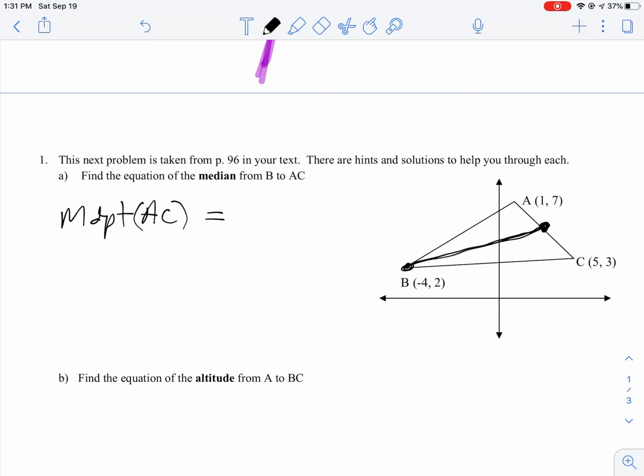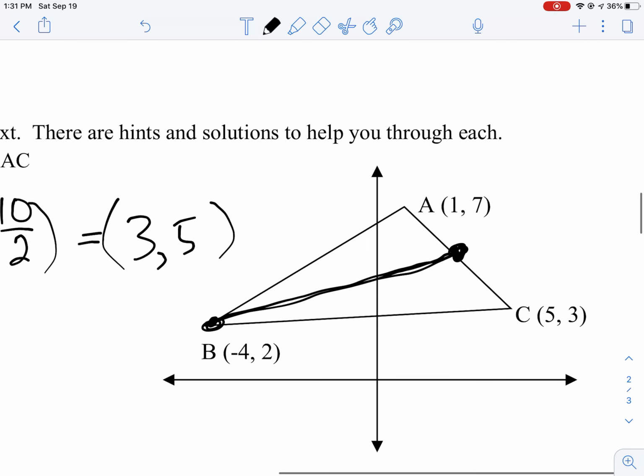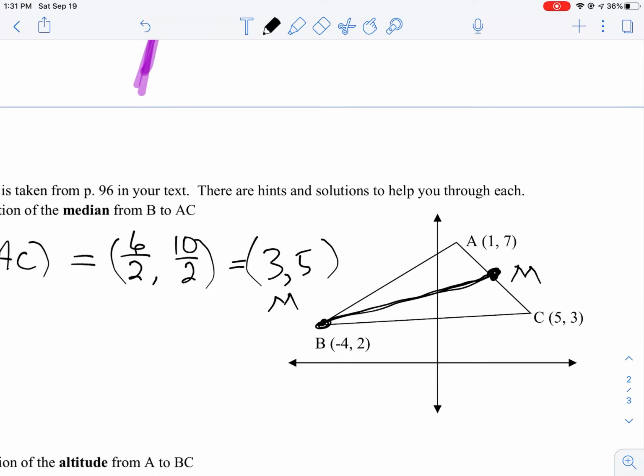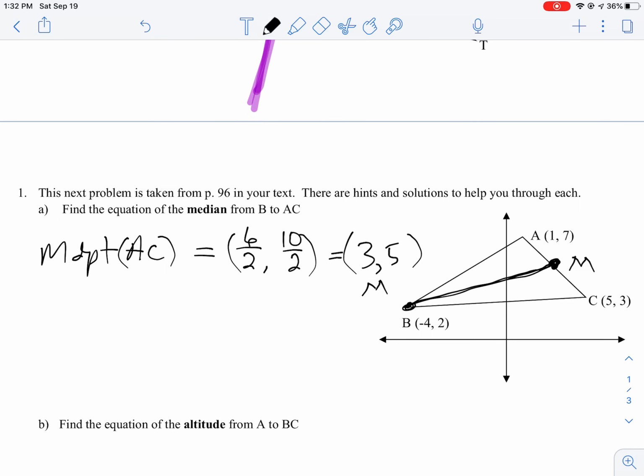And to do that, remember, we just average the x's. So add them and divide by 2. So that's 6 divided by 2. And average the y's. So that's 10 divided by 2. So in this case, it's a really nice midpoint of (3, 5). And then my segment is that black segment. It passes through B and this midpoint, I'll call it M. So here are my coordinates of M right here, (3, 5). So I'm going to write the equation of the line from B to M. That's my goal now. If I write that equation, then I have the equation of the median.